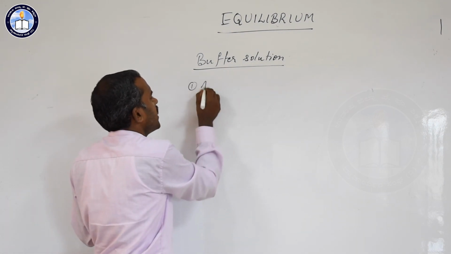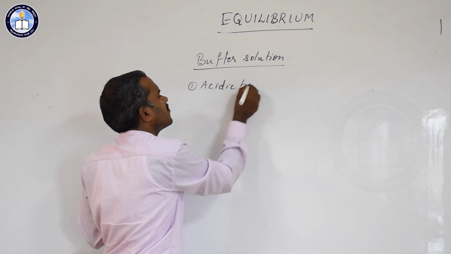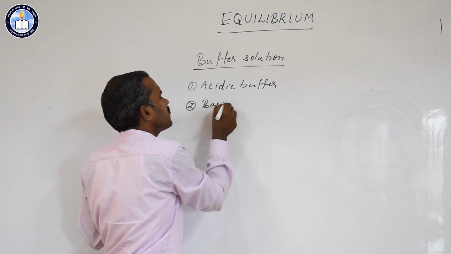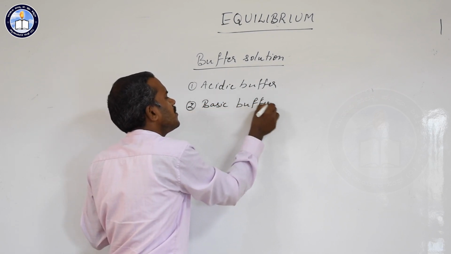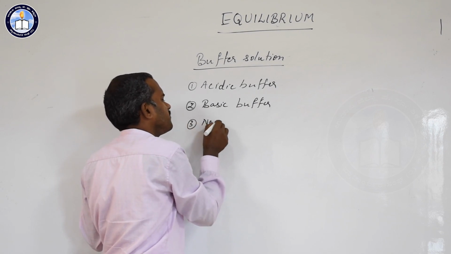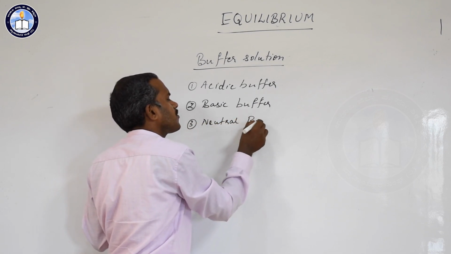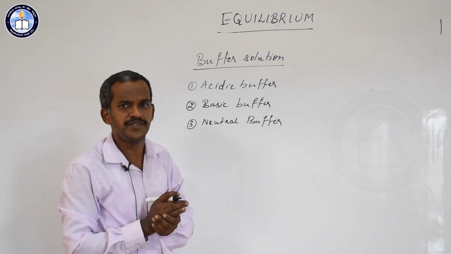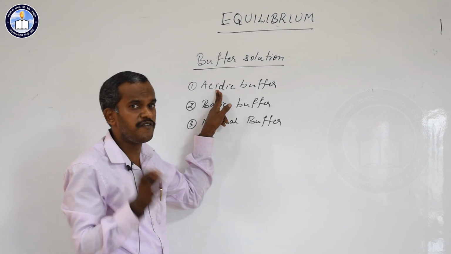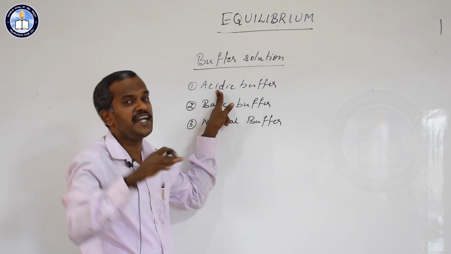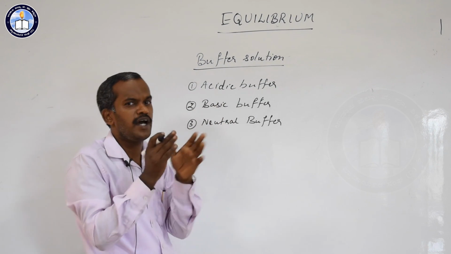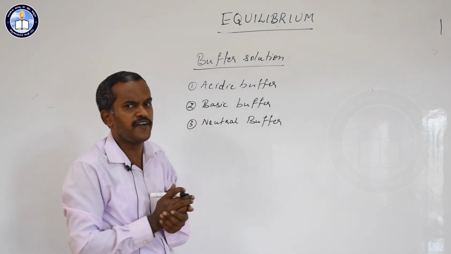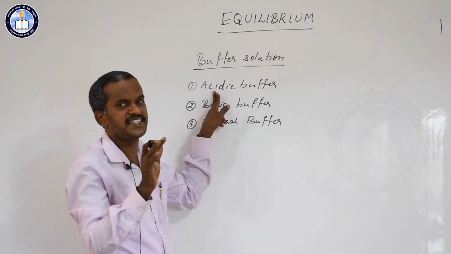The first one is called acidic buffer, the second one is called basic buffer, and the third one is called neutral buffer. Now just understand the composition of these. An acidic buffer will have a weak acid and its salt with a strong base. As I told you earlier, the common ion effect plays an important role here in the mechanism of buffer action. So it will have a weak acid and its salt.